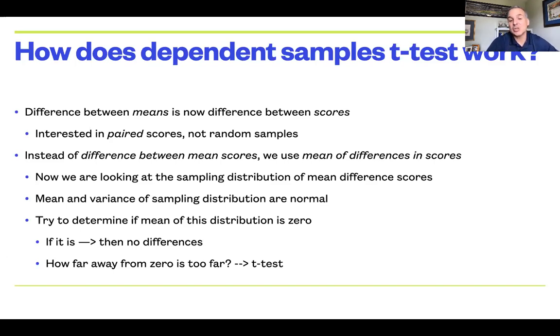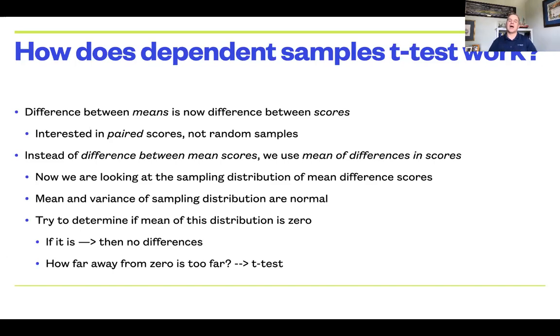We can actually use a sampling distribution of the mean difference scores. It acts very similarly, thanks to the central limit theorem, to the sampling distribution of the mean. The sampling distribution of the mean difference scores has a mean and a variance that make it normal. Now, what we try to determine is if the mean of this distribution is 0, right?